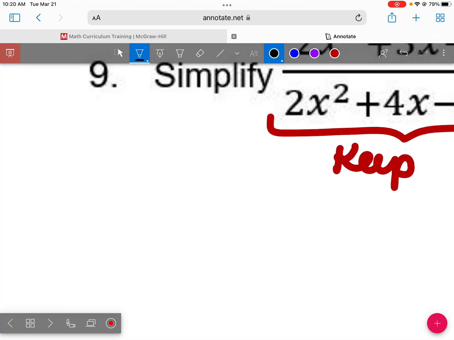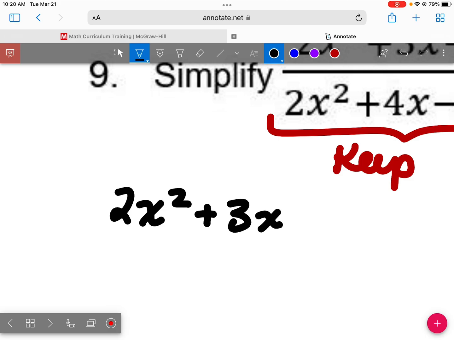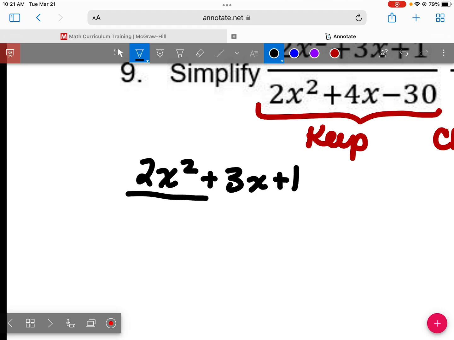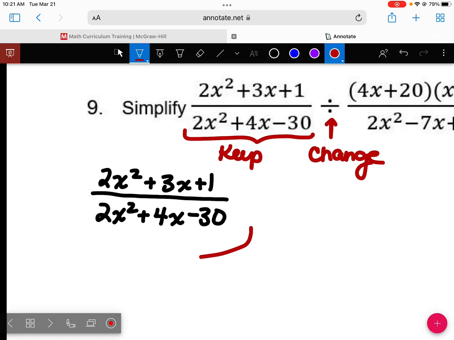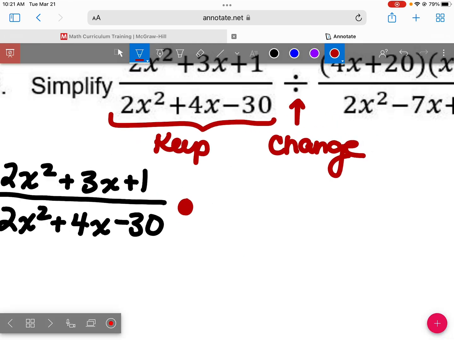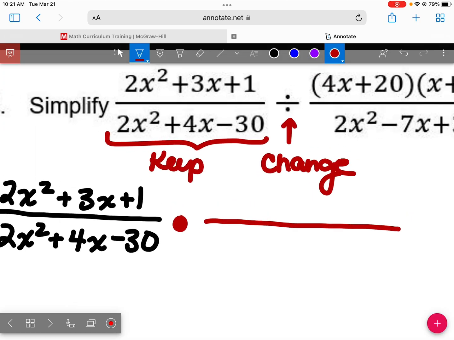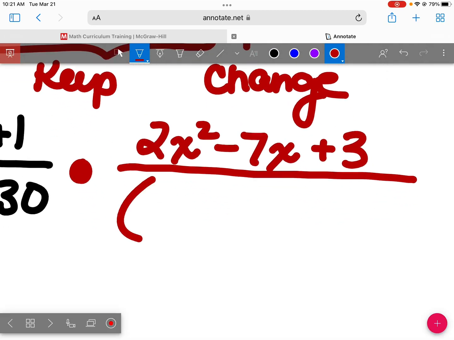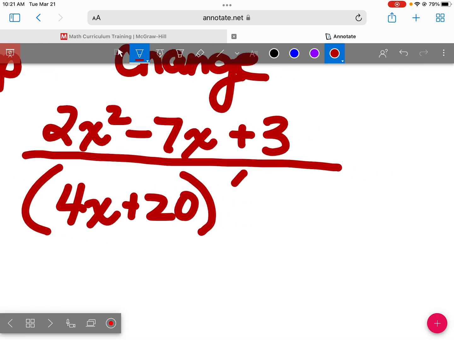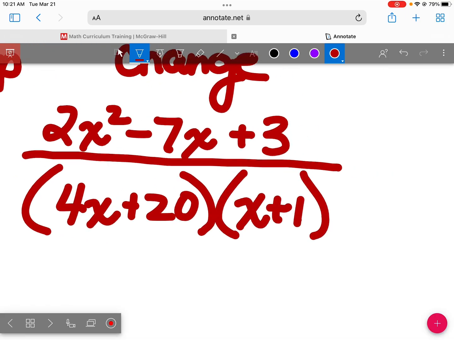All right, so I'm going to do just that part. 2x squared plus 3x plus 1 over 2x squared plus 4x minus 30. Change this to multiplication and flip this fraction. 2x squared minus 7x plus 3. On the bottom in parentheses, 4x plus 20. And in another set of parentheses, x plus 1.